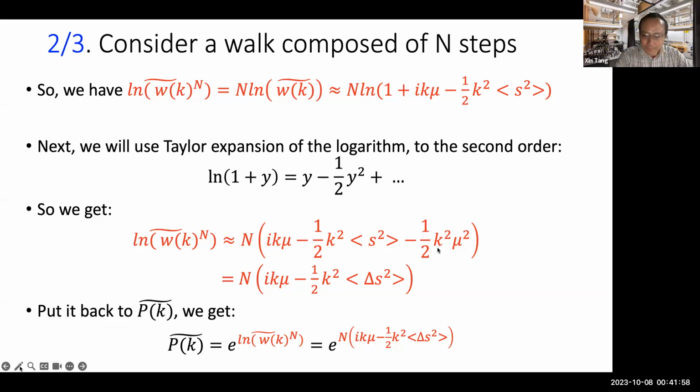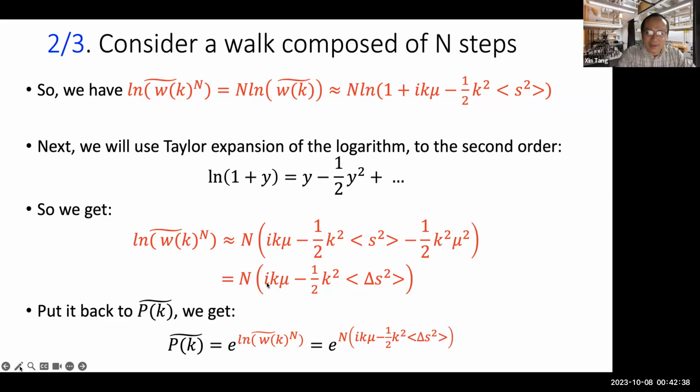Actually, this is a plus, because i squared is minus 1, so I can change that. Then if we extract these two terms, it's 1/2 k squared times the s square mean minus mu squared. That means there's an s square mean, right? That term gives the variance, the delta s squared, the mean square displacement, MSD.